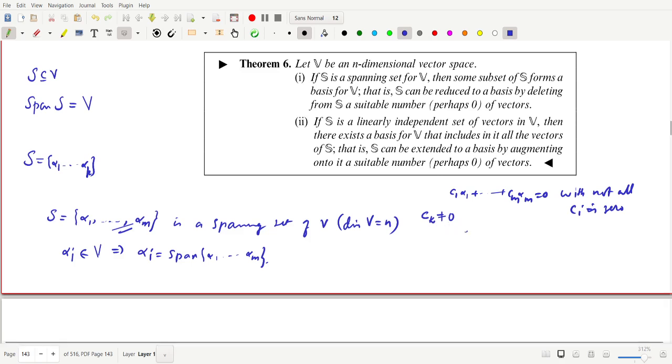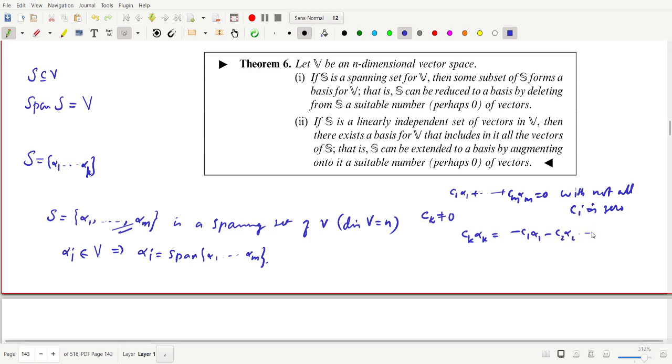Then you can write ck alpha k as minus c1 alpha 1 minus c2 alpha 2 etc. minus c(k-1) alpha (k-1) plus etc.